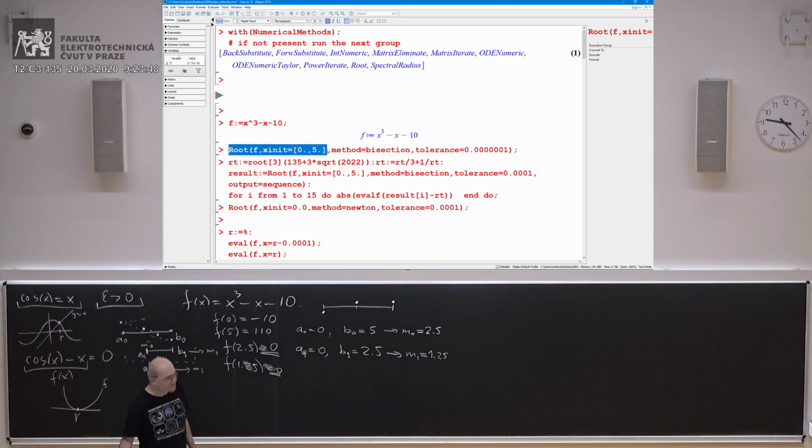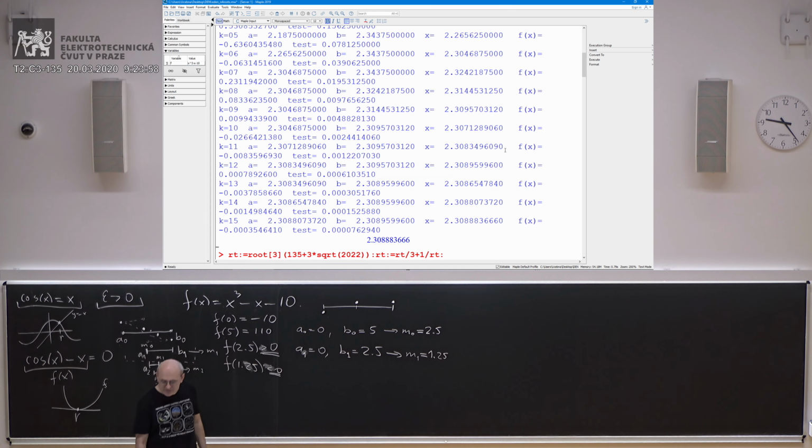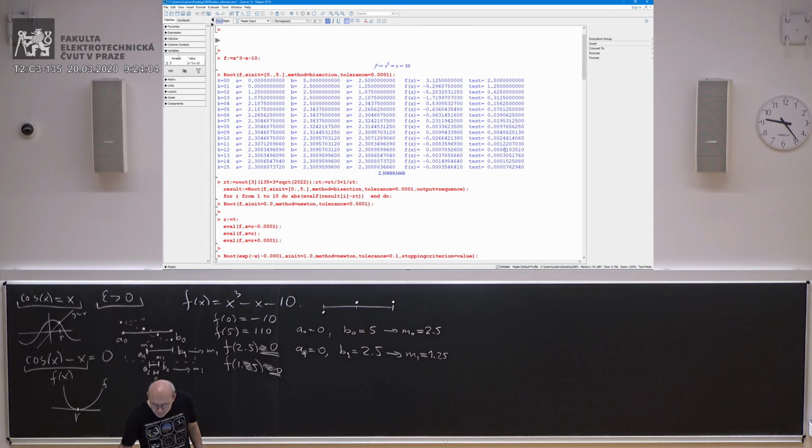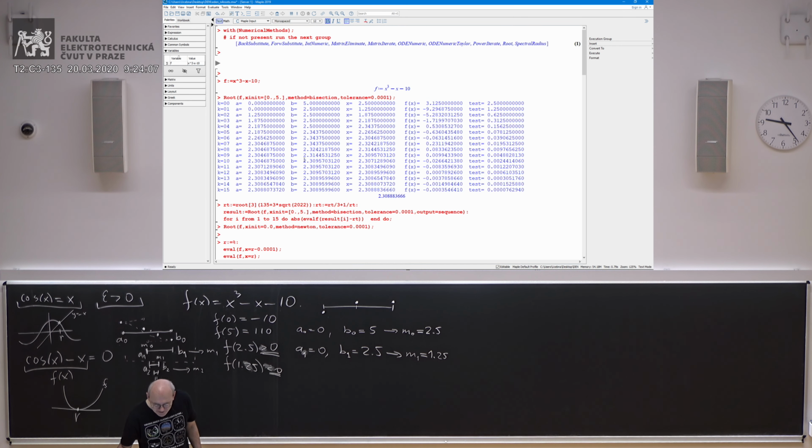Initial interval is 0, 5. That's exactly what I had over here. The method is bisection. And the tolerance, that's too much for the start. Let's try this one. That's 10 to negative 4. Okay. Well, perhaps like this.